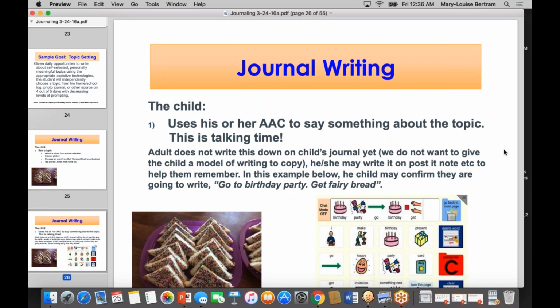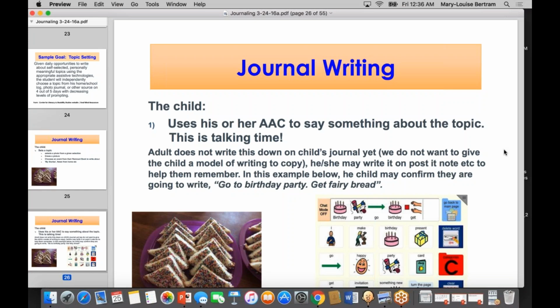Let's write about this. So the child has written it in their AAC language. We've helped scaffold it into English and into spoken English if we want to. We're not going to write that sentence, go to birthday party, get fairy bread, in the child's journal because we don't want to give them a model of writing to copy. If they're copying, it's not writing.